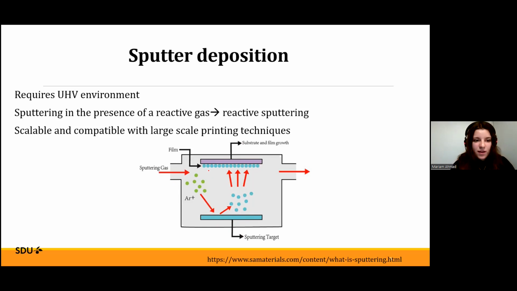Some of the benefits of sputter deposition is that it is scalable and is compatible with large-scale printing techniques such as roll-to-roll processing. In our group, we often use sputter deposition to make metal oxide electron and hole transport layers, because we have shown several times that sputtering allows for a flexible tuning of the optical and electronic properties of these thin films, and microstructure and the work function. So you can use it to tailor the properties of your metal oxide to fit in your device.